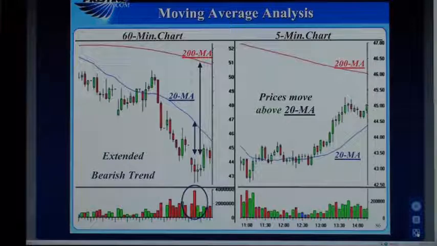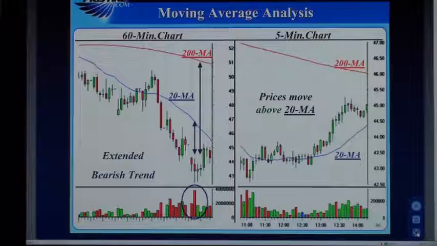Here we have an extended bearish trend or a climactic type of buy setup on the 60-minute chart. Look at the distance prices are at the low to the 20 MA. Look at the distance prices are to the 200 MA. Note the distance between the 20 and the 200 MA. This tells us that there is room to retrace back up into the price void above that was created by the acceleration of prices to the downside.